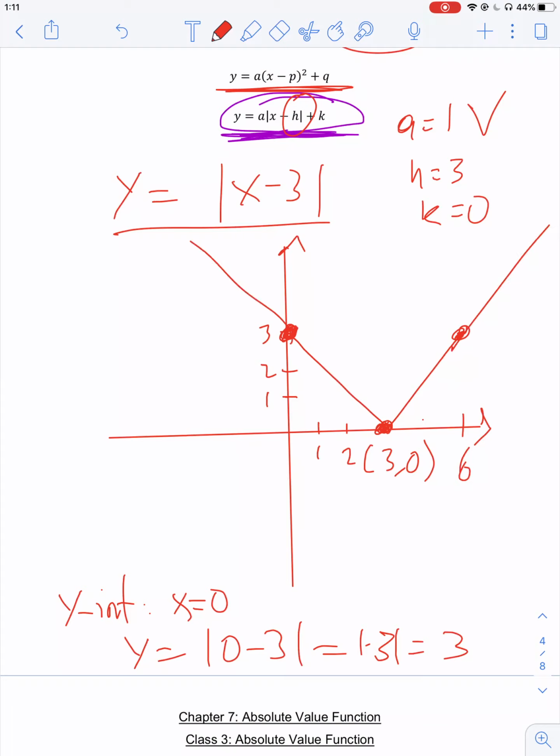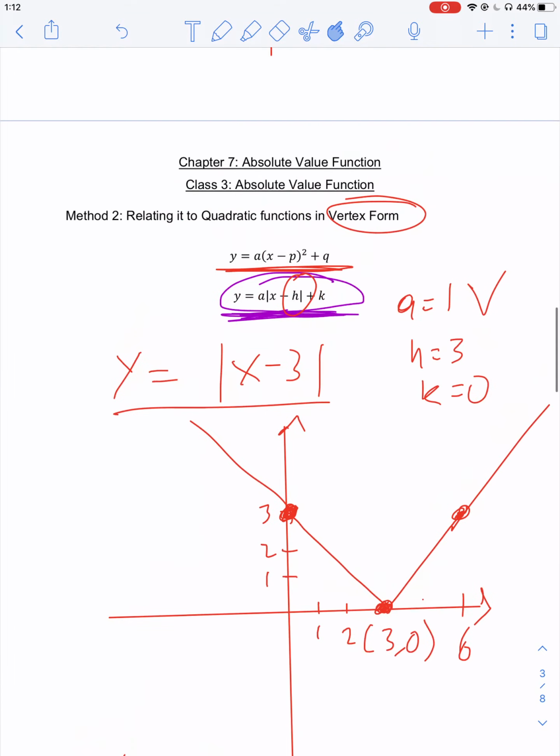And there you go. Okay, and then you can just extend it this way. Okay, and that's how you graph your absolute value function using the second method, where you treat it essentially like a quadratic function. Okay, so start with the vertex, find another point. The easiest point that you can find is your y-intercept, and there you go, right? And then you can use symmetry to get the other point. And then this is basically what the absolute value function will look like.